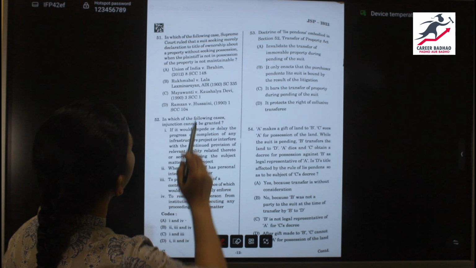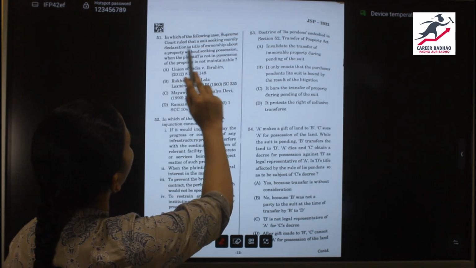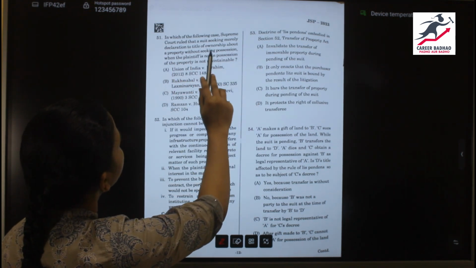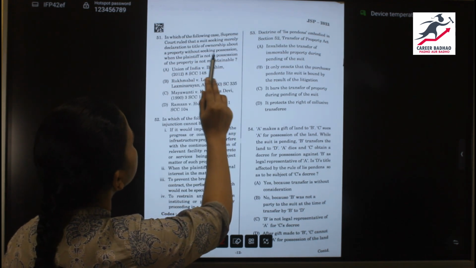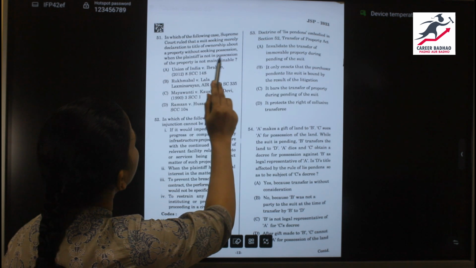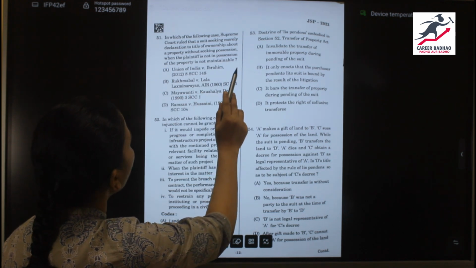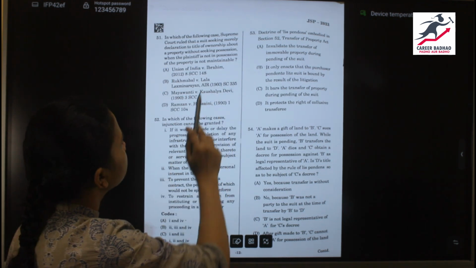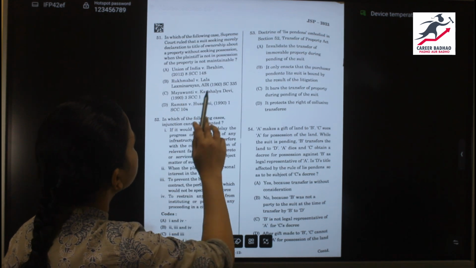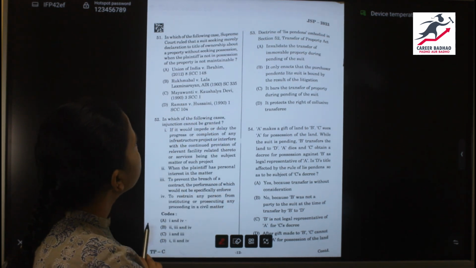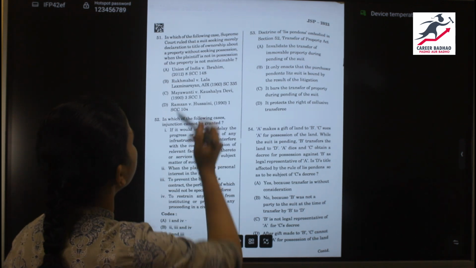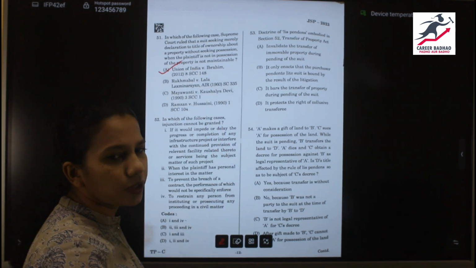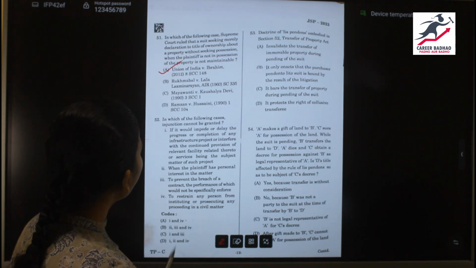Question number 51. In which of the following cases did the Supreme Court rule that a suit seeking merely declaration of title of ownership about a property, without seeking possession when the plaintiff is not in possession of the property, is not maintainable? Union of India versus Ibrahim, Rukmabai versus Lala Lakshmi Narayan, Mayavanti versus Kaushalya Devi, or Ramzan versus Hussaini. So the correct answer is option number A, Union of India versus Ibrahim. Let's move to question number 52.